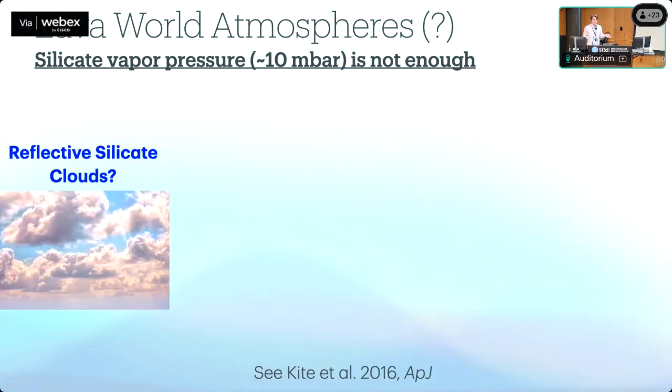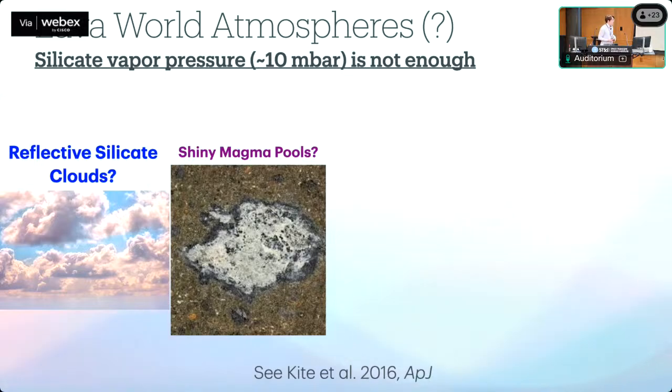So these could be reflective silicate clouds. We've seen a hot Neptune, LTT 9779b, around the same temperature as these targets actually, with extremely reflective silicate clouds and a very high Bond albedo that could help explain this. In addition, these could be just very fractionated, shiny magma pools that are rich in very refractory elements like potentially calcium and aluminum.